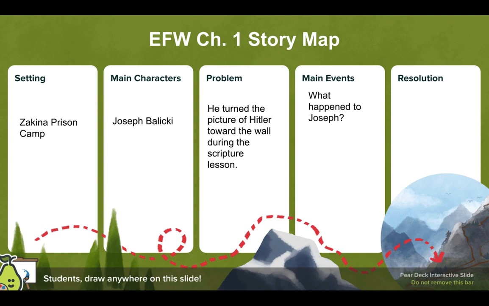What happened to Joseph as a result of him turning the picture over during the scripture lesson? Hint, we just talked about it. Okay? And once you fill in what happened to him, then I want you to tell me how that problem was resolved. How did he solve his problem? What did he do? Type that in, and then you're done. And I will read chapter 2 of Escape from Warsaw to you tomorrow.